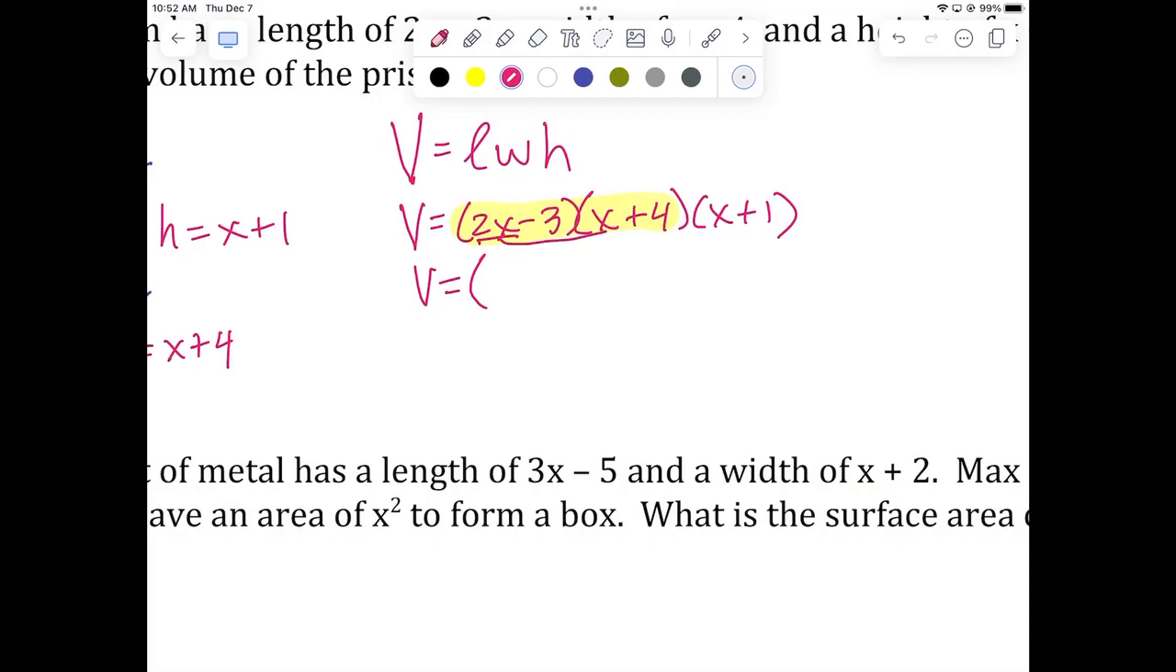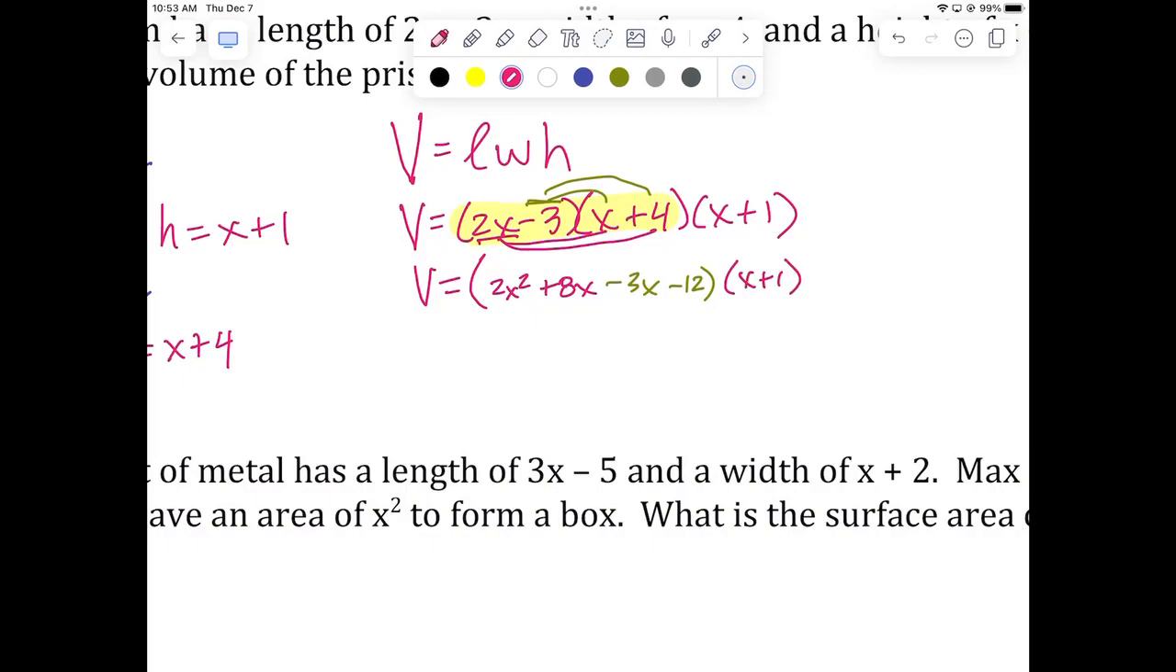2x times x is 2x squared. And 2x times positive 4 is plus 8x. And then I move to the next one, the minus 3. Minus 3 times x is minus 3x. Minus 3 times 4 is negative 12. I'm done with that, and I have to bring down the x plus 1.